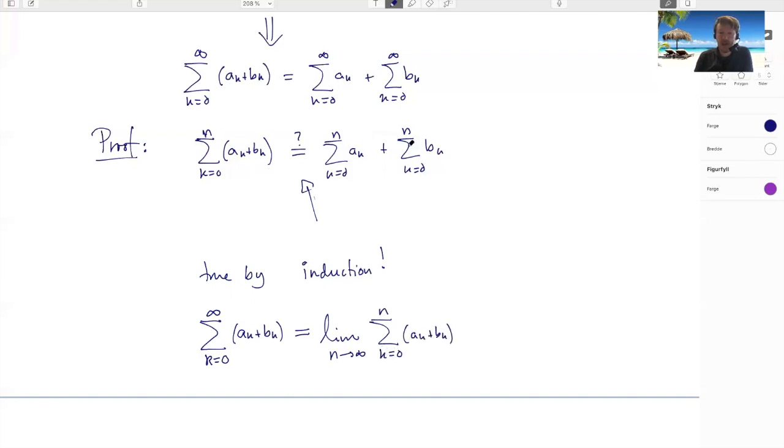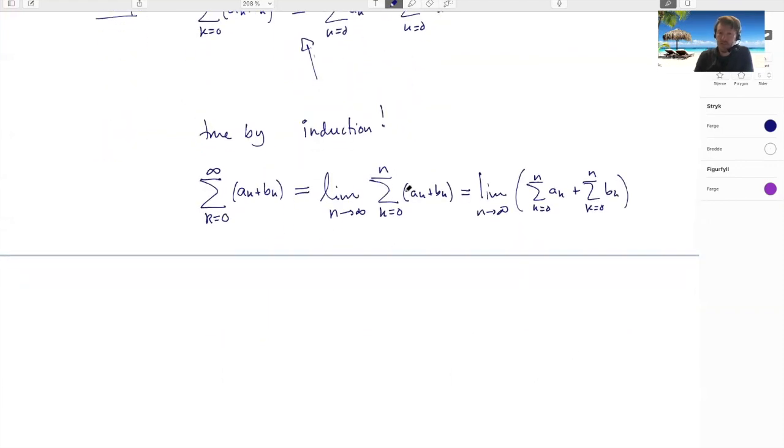But now I know that this is true for every finite n, right? This is what my induction argument would give. So I can use this to replace this thing here by this thing, where I now put in the summation limits like this. And what happens next? Next I can put the limit onto this one and the limit onto this one. Now I'm using a rule for limits, that the limit of a sum is equal to the sum of the limits. This is not always true, but it is true if each of the summands converges separately, which is the case here.